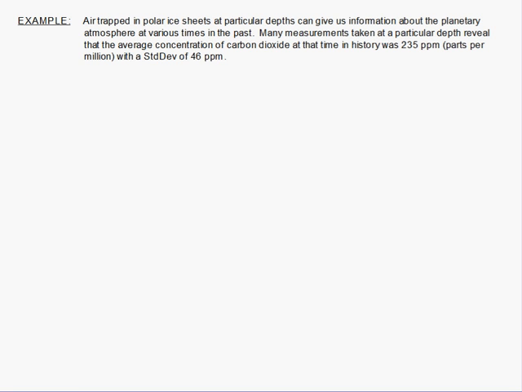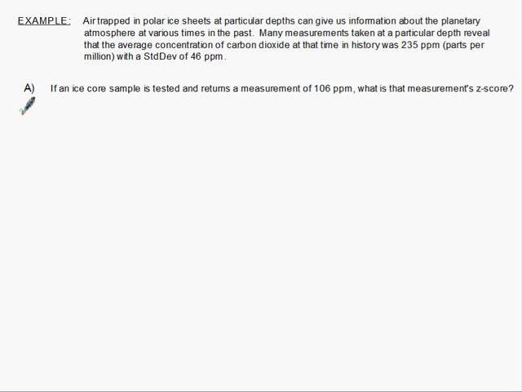We have air trapped in polar ice sheets at particular depths that can give us information about the planetary atmosphere at various times in the past. Many measurements taken at a particular depth reveal that the average concentration of carbon dioxide at that time in history was 235 parts per million with a standard deviation of 46. The question now is, if an ice core sample from the same depth is tested and returns a measure of 106, what is that measurement's z-score?